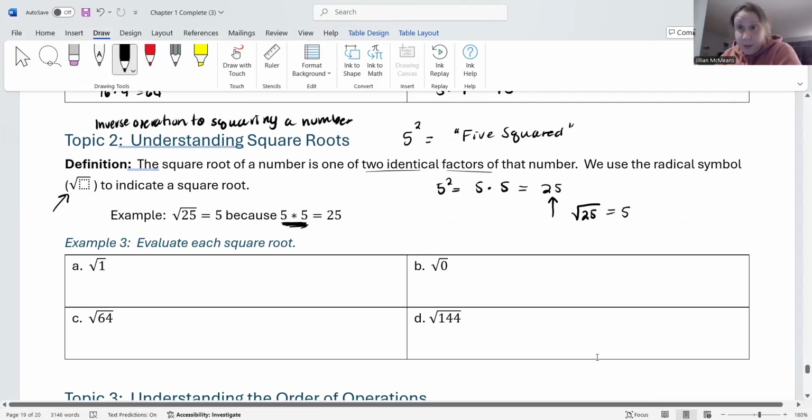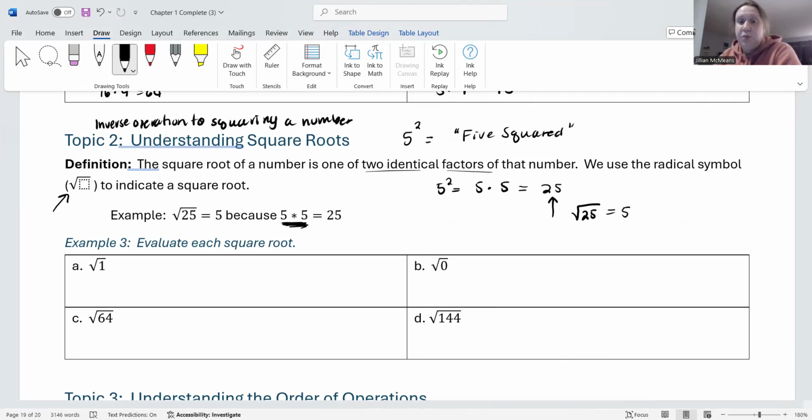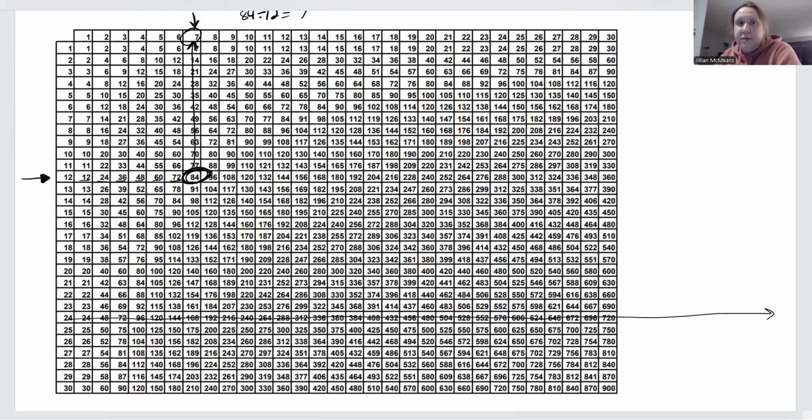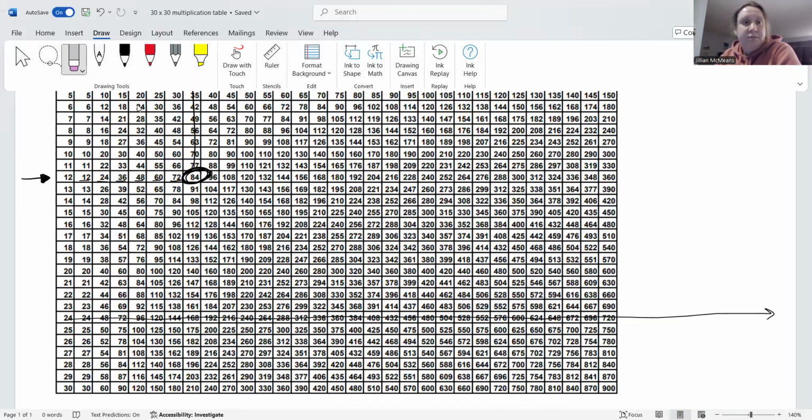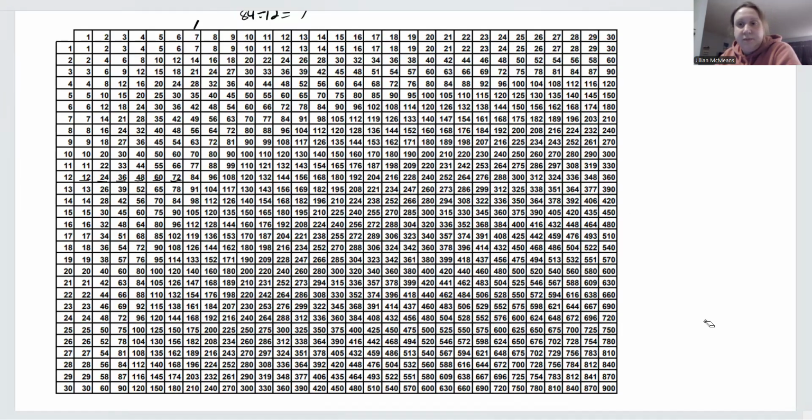Example 3 says evaluate each square root. Let's go back to that multiplication table. There's something really important on it. We've used this multiplication table a few times so far. It's got a little bit of writing on it, so let's see if we can erase it really quick. We've got some junk on here, so we'll get rid of the big stuff so it's not super confusing.